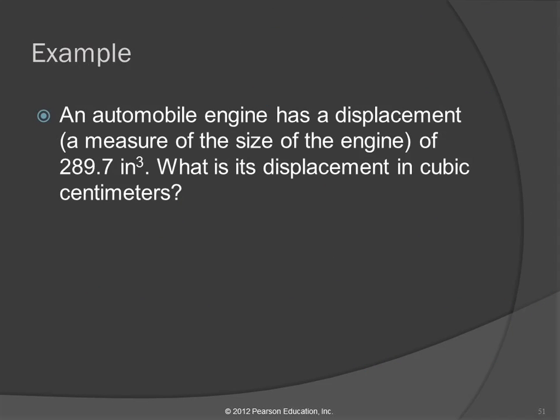An automobile engine has a displacement of 289.7 cubic inches. What is its displacement in cubic centimeters? So this has more words in it. Do we need to know that we're talking about an automobile engine? No, we don't. That's the story, right? We're not interested in the story. Yeah, but there's always a story involved.